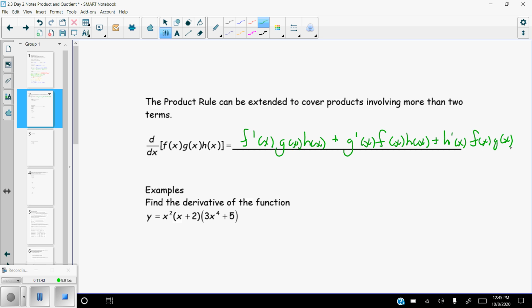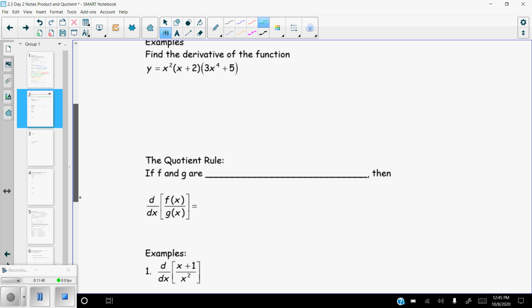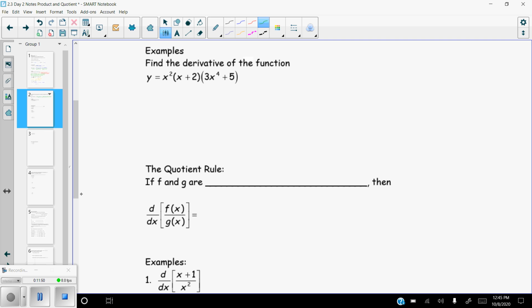All right. In our example, I kept the example relatively easy using polynomials so that we could get through it pretty quickly. This is something that you would probably FOIL out and distribute the x squared through and make it much easier just to do the power rule. But again, we're just going to show that this works for the product rule.